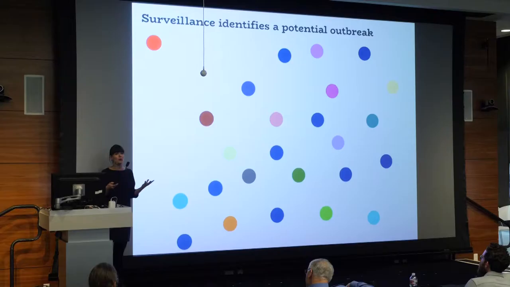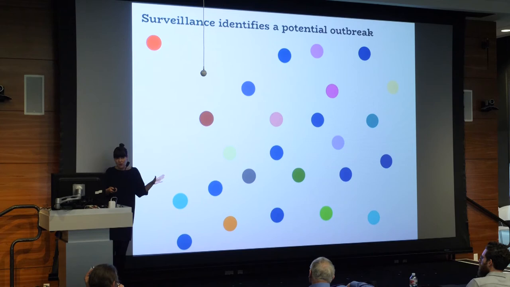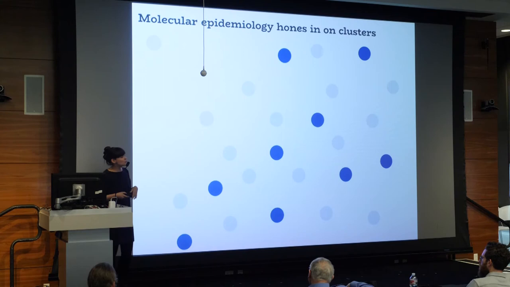And sometimes the surveillance system is just an astute clinician calling in and going, hey, I've actually seen a lot of cases of blank in my practice this week. Is something going on? So one of these many surveillance systems will cue us to the fact that there's a potential outbreak. We're seeing more cases of a particular pathogen in a region over a particular time period than we would expect. So our next step is typically these days to do some sort of molecular epidemiology analysis.